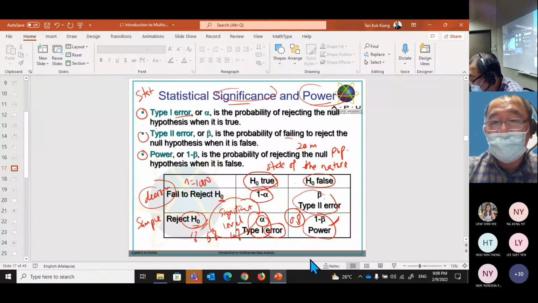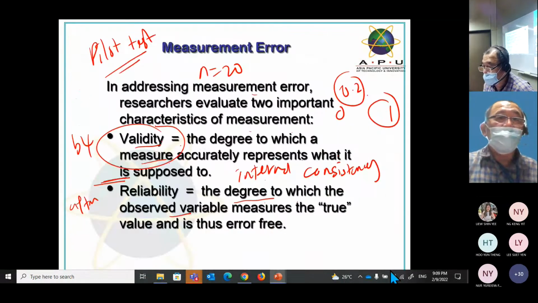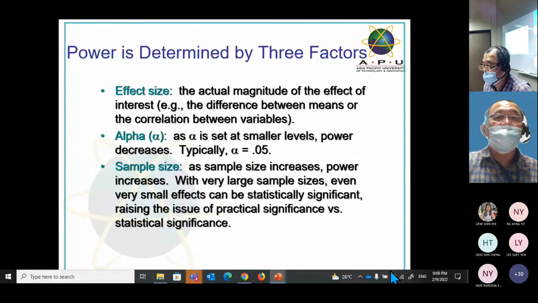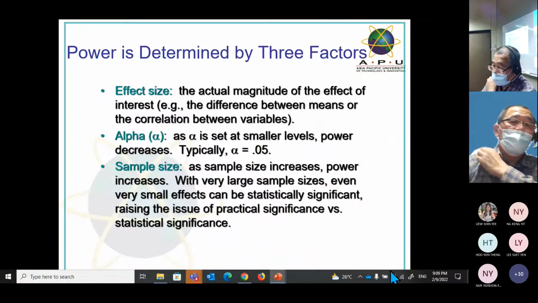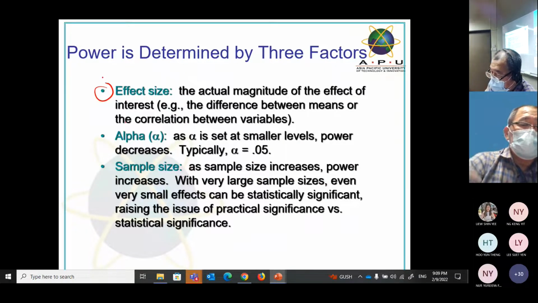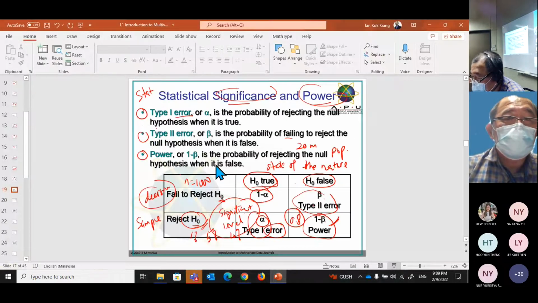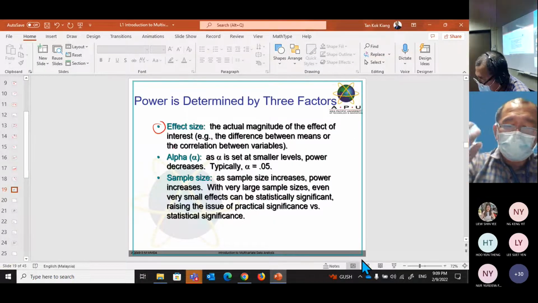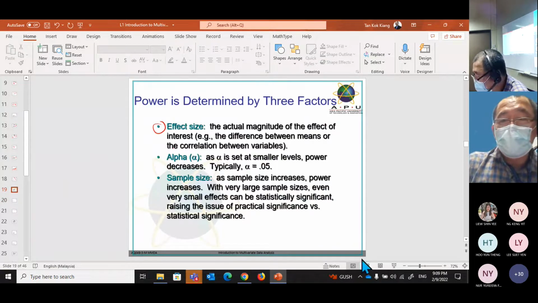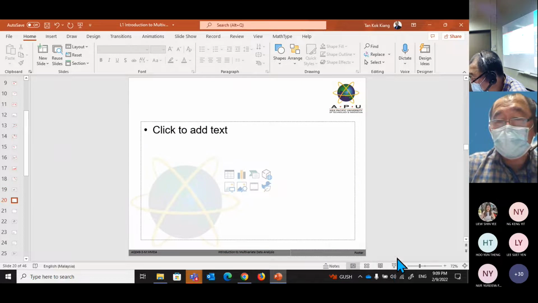Okay. Now we see the 3 factors that can be used to affect the power. The first one is the effect size. Okay, the effect size. We see this now. Therefore, I still hope that you can remember what you learned in statistics. Okay, we see the effect size.